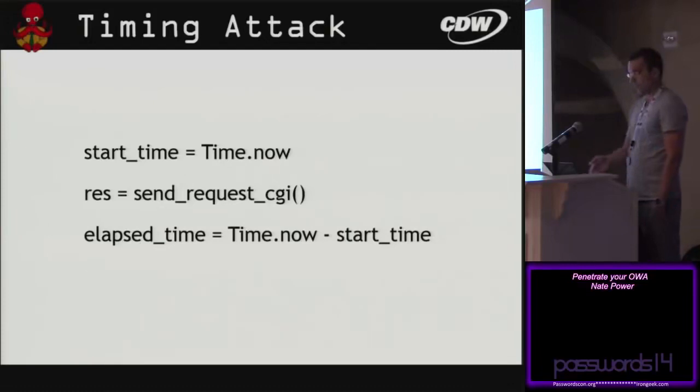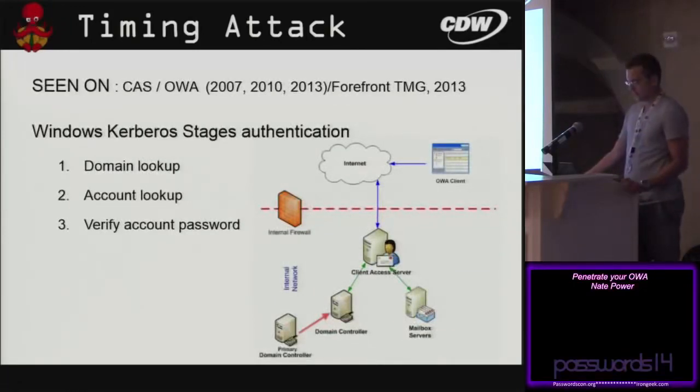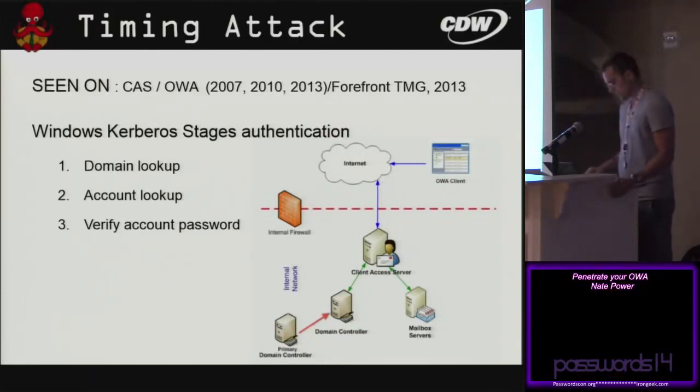Well, evaluating some of the time responses, I started to see patterns in the time responses that allowed me to actually validate the users, and I determined that this was mainly being done because of Windows Kerberos on the back end. When you send authentication requests to the client access server, it handles that and does the communication to the domain controller. And the real issue here is how Windows Kerberos is staging the authentication requests on the domain controller. First, it's going to come in to see if the domain actually exists. And if the domain exists, it's going to see if the user is in the database. And then, of course, if the user is in the database, it's going to verify whether the password exists.